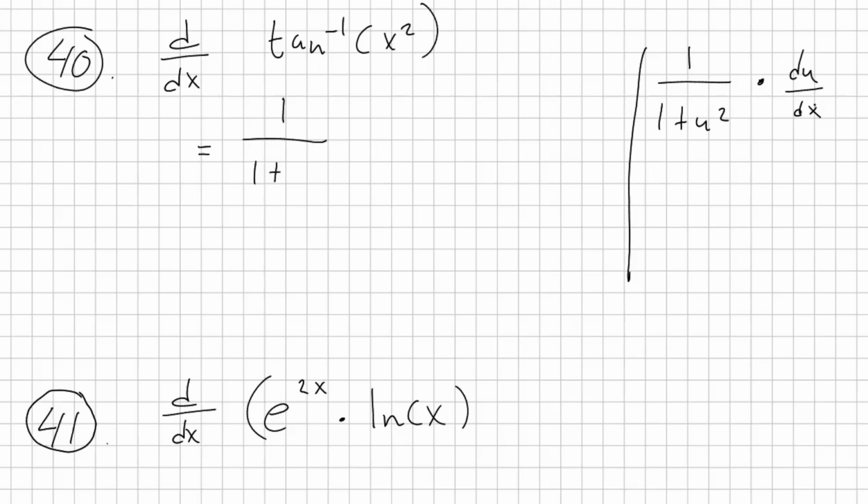So what is my u in this case? I'm setting u to be x squared. It's kind of like a chain rule type of problem. It is a chain rule. So u would be x squared. Multiply that by du over dx, which is the derivative of x squared, which is going to be 2x. So we're going to put everything together. It's going to be 2x over 1 plus x to the 4th.